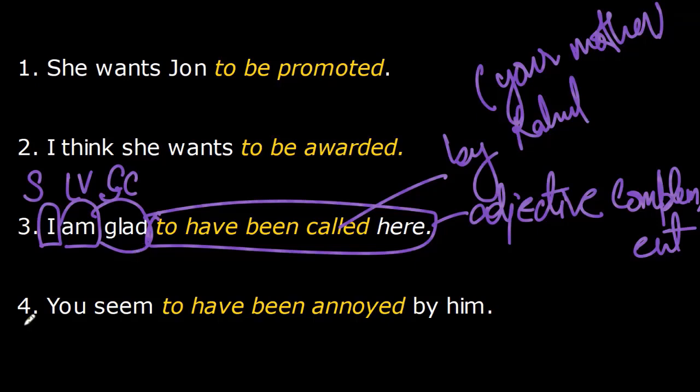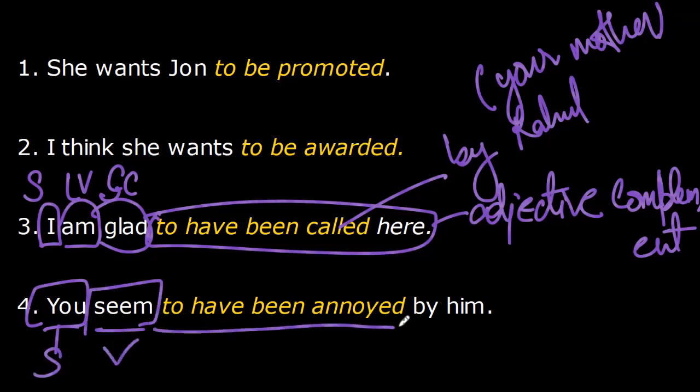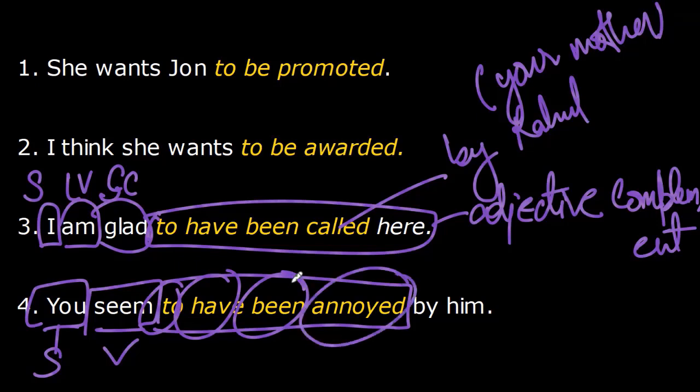Example number four. Last, you seem to have been annoyed by him. You is the subject, seem is the verb. So you seem to be in a certain state of being. You seem to have received an action, to have been annoyed. To plus have plus been plus past participle, annoyed by this guy, by the doer, him. I'm glad to have been called. To plus have plus been plus called. Perfect infinitive in the passive voice.